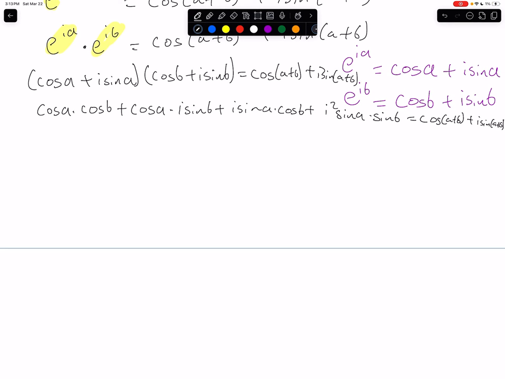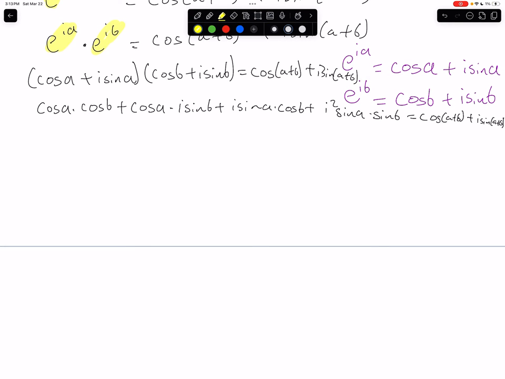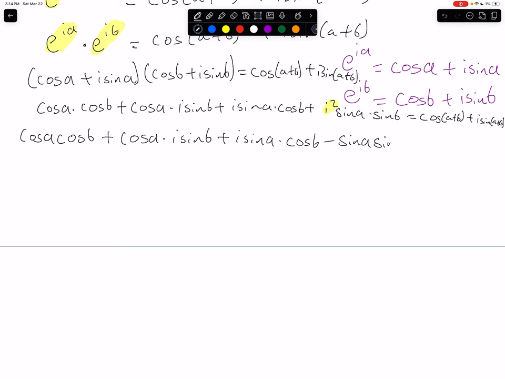So now we see i squared here. Hopefully you know that i squared is -1, right? Because if i equals the square root of -1, you square both sides, i squared equals -1. So let's rewrite this as cosine of a cosine of b plus cosine of a times i sine of b plus i sine of a times cosine of b. And then since i squared is -1, that'll just be negative sine of a sine of b equals cosine of a plus b plus i sine of a plus b.